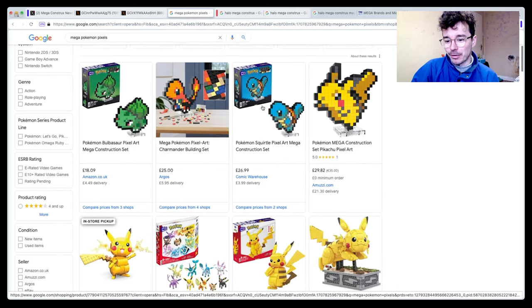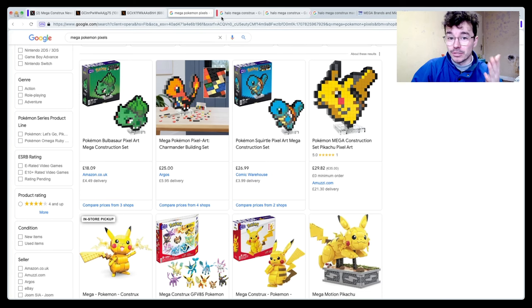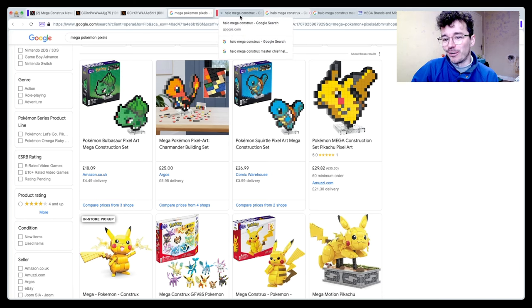This is the Mega Pixel Pokemon range. They're actually available at Argos if you want them in the UK, and Amazon, so just go get them. I do need a whole collection, and I've got something else to show you that is really cool.